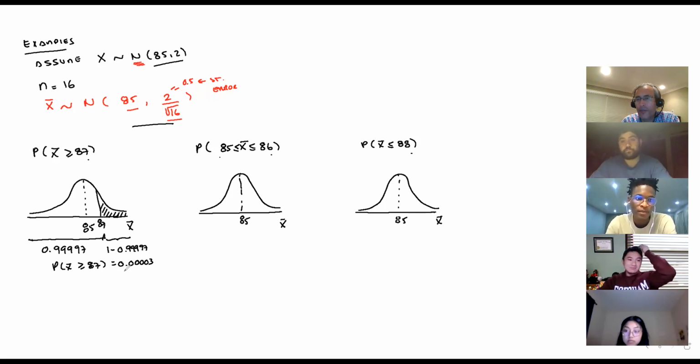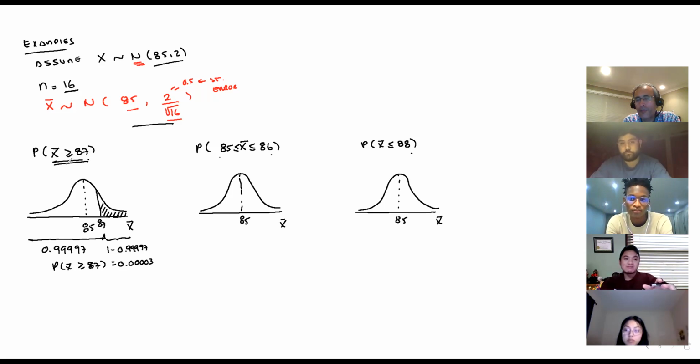Sorry, can you repeat the last part, the wording of it? So, 0.00003. Yeah, it is. This represents the probability that the average grade of these 16 students is larger than 87. That's what we're doing. Okay.